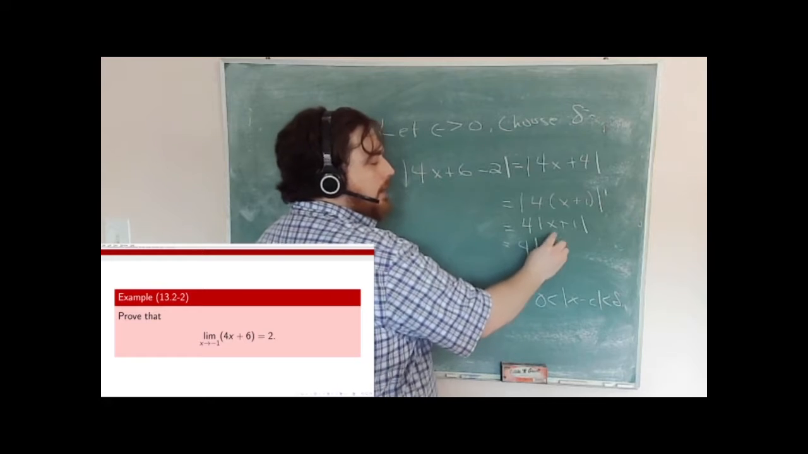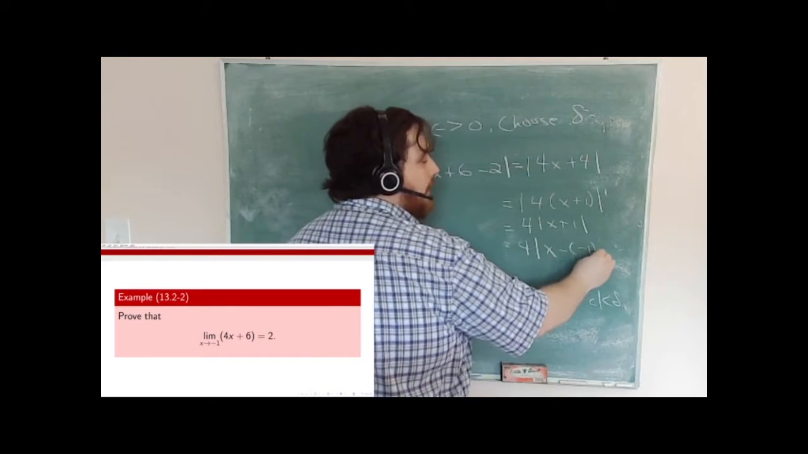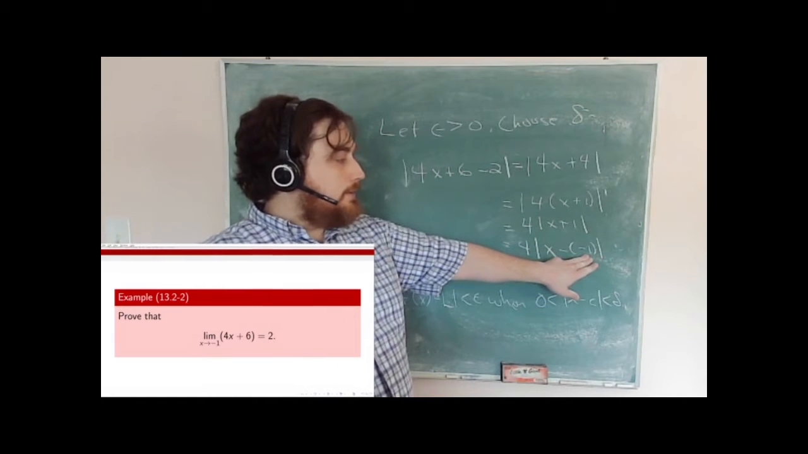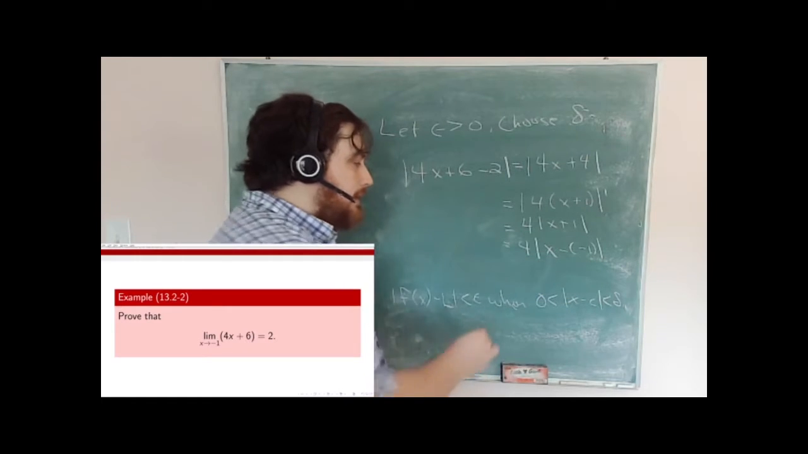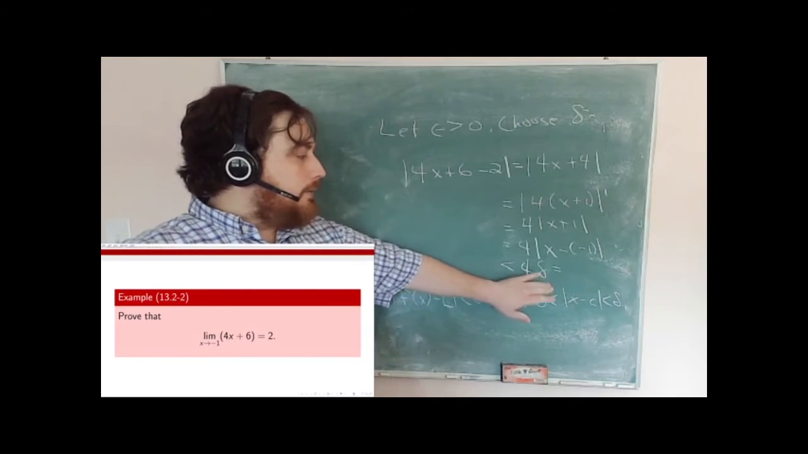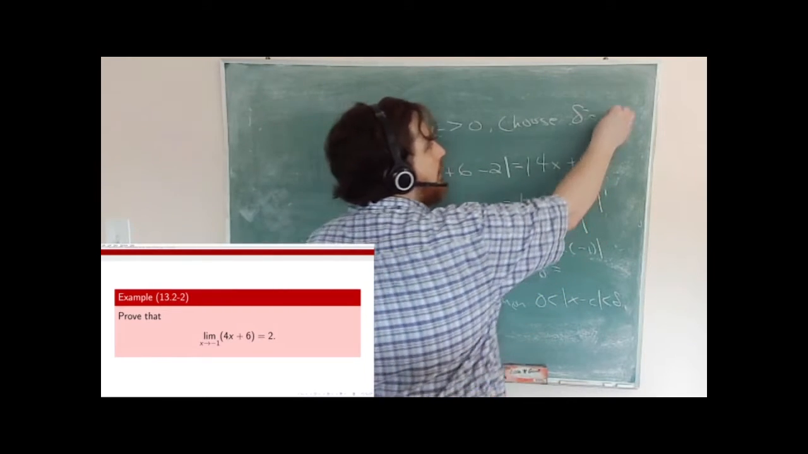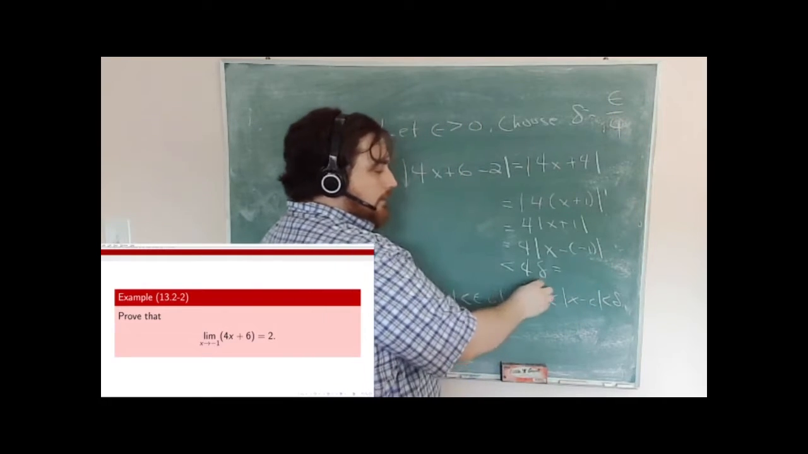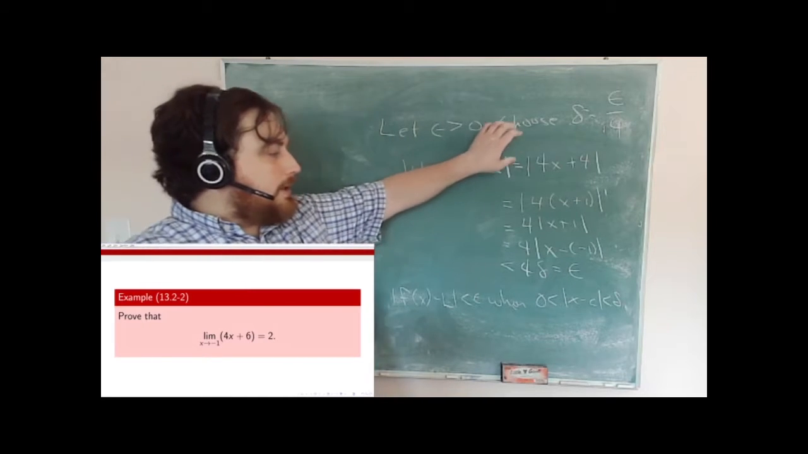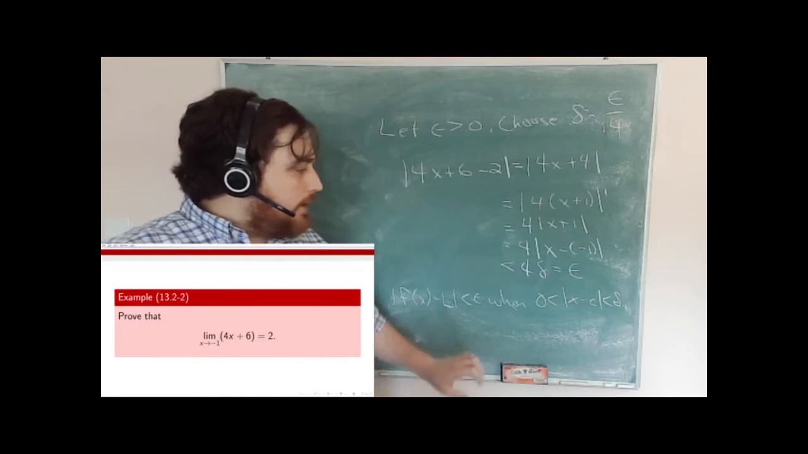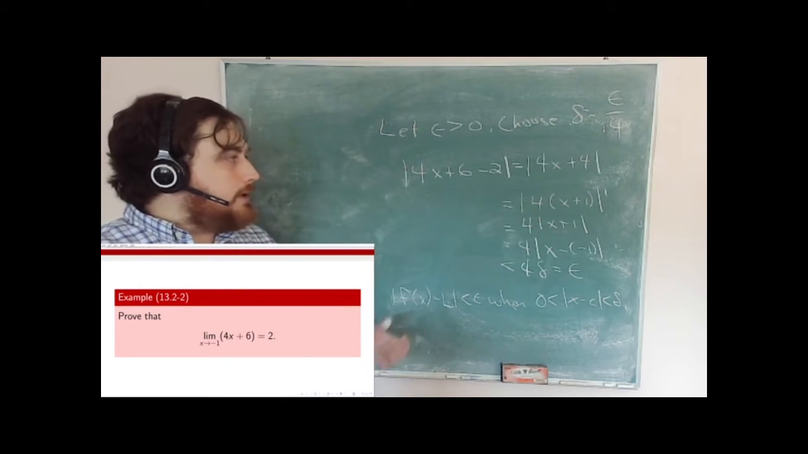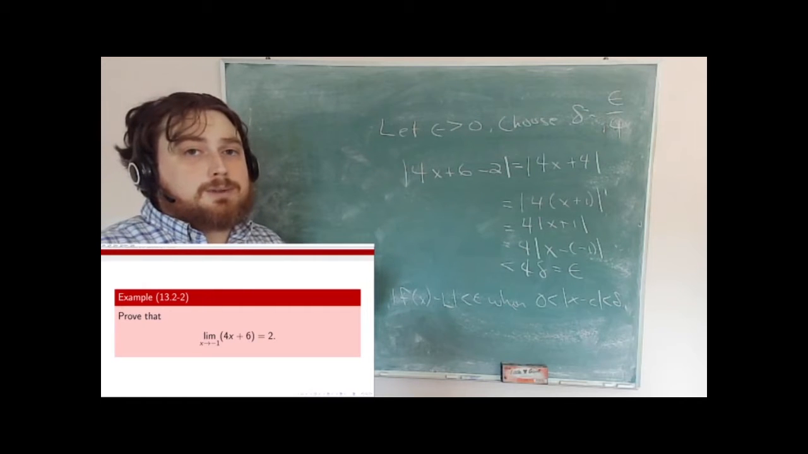And notice that the absolute value of x + 1 is |x - (-1)|. The reason I'm writing that is because now I have x minus c, where c is -1. So I know that this is less than delta, so this is less than 4 delta. Well, what should I let delta be if I want 4 delta to be equal to epsilon? I should let delta be epsilon over 4. So therefore, 4 delta is equal to epsilon, and I get |f(x) - L| < epsilon whenever |x - c| < delta. Hence, the limit as x goes to -1 of 4x + 6 is indeed equal to 2.